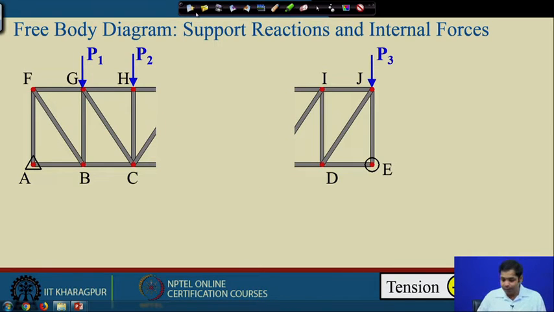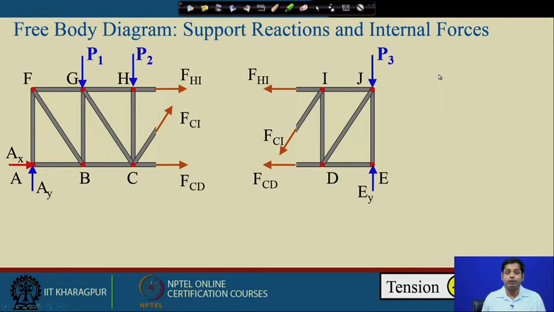So if we draw the free body diagram of the entire system, the free body diagram will be something like this.